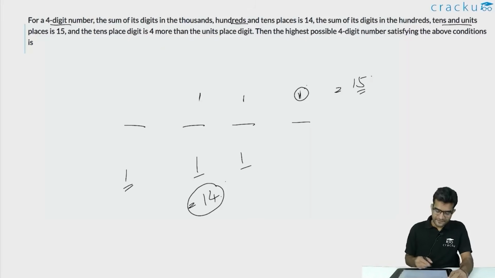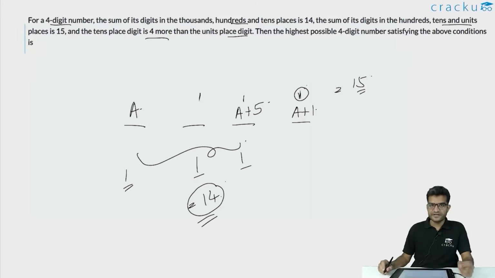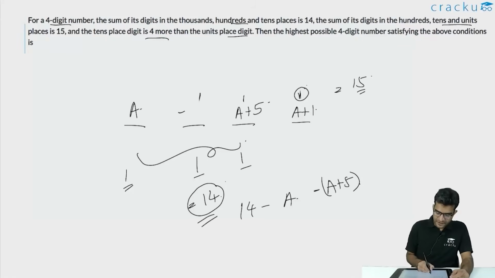This would imply that if you are having A as the number in the thousands place, the number in the units place will be A plus 1. We are also told that the tens place digit is 4 more than the units place digit, so this becomes equal to A plus 5. The sum of these three is equal to 14, so the number in the hundreds place will be 14 minus A, which is the thousands place digit, minus A plus 5. Or if you simplify this, this will be equal to 9 minus 2A.